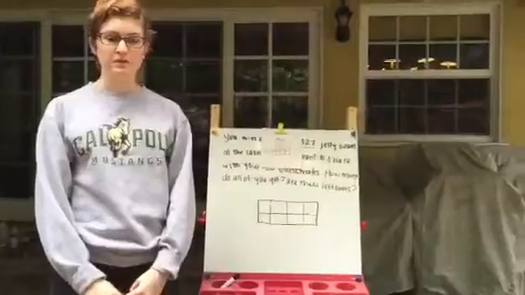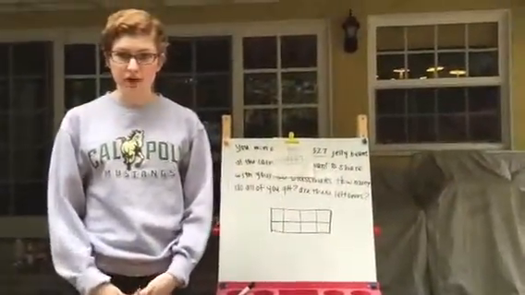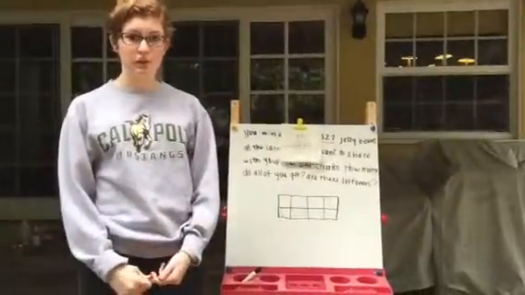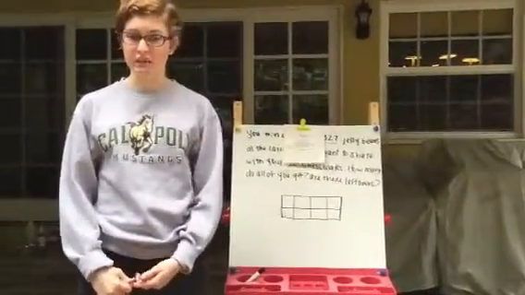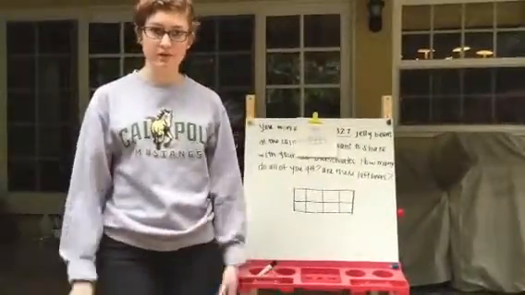The dividend is typically the largest number of our equation, and it's the number that we're going to be dividing. That makes our divisor the number that we're going to be dividing that dividend by, and the quotient is then our answer. So what does this mean for box division?